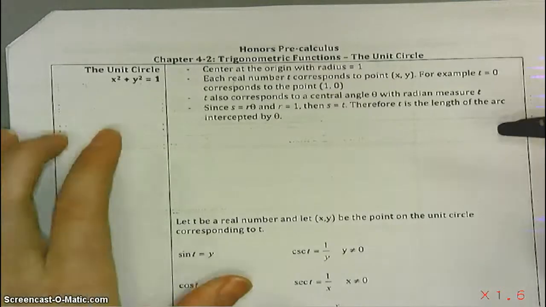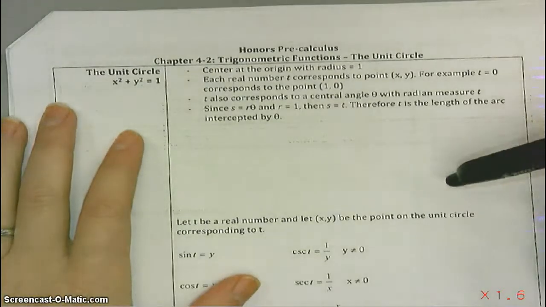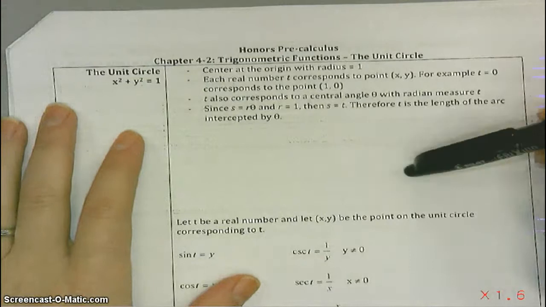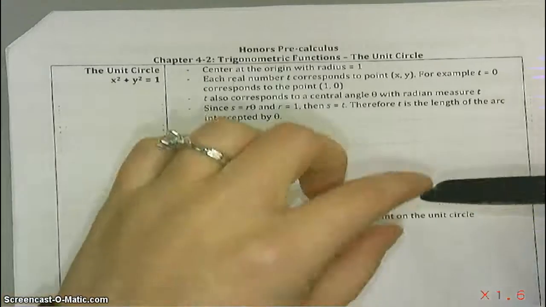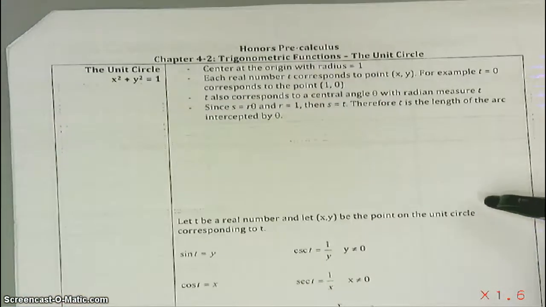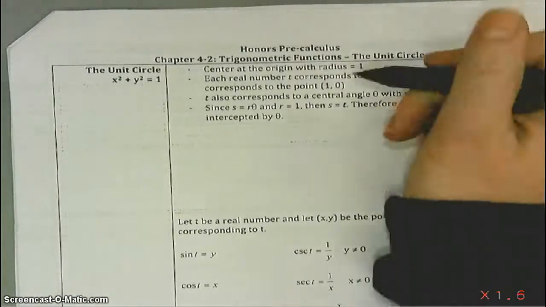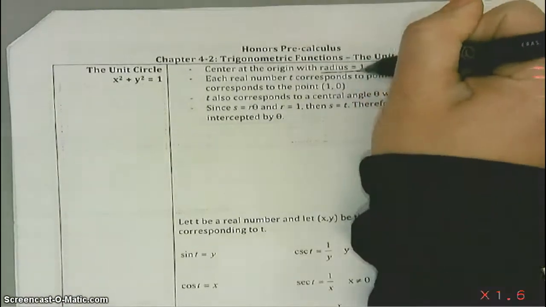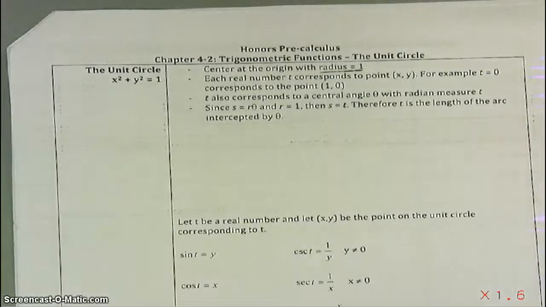Today we're going to talk about the unit circle, and if you remember a couple days ago we made a circle and we took the radius and we mashed around the edge of the circle to figure out what a radian is. The unit circle is a specific circle that has a radius of 1, which is why it's called a unit circle, and the center is going to be at the origin.